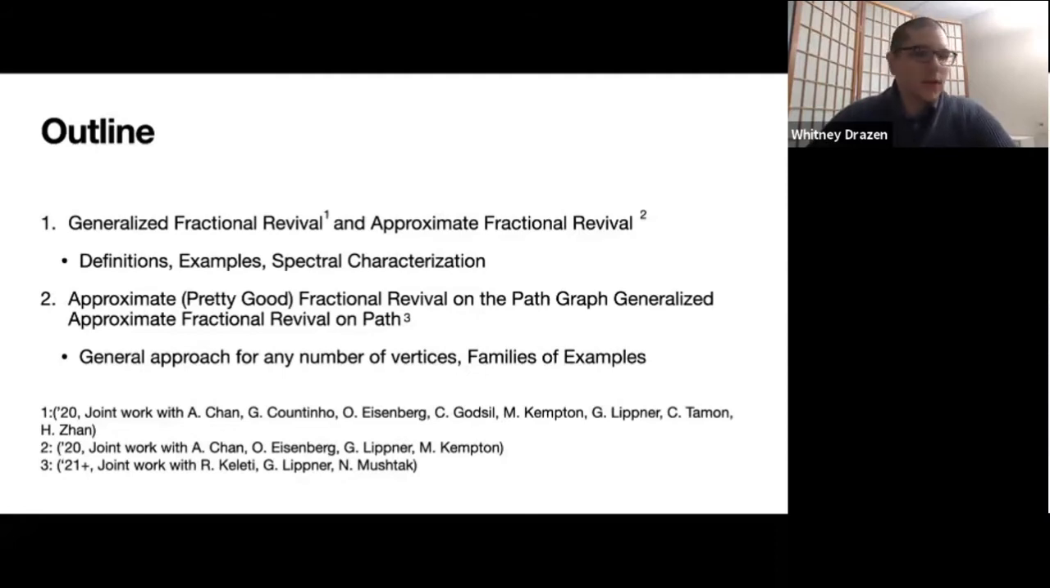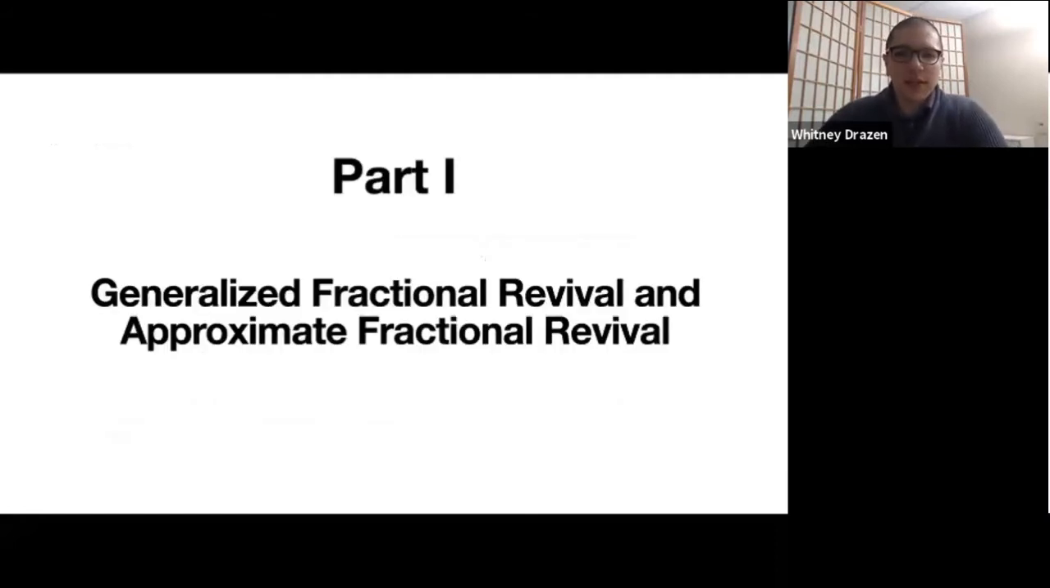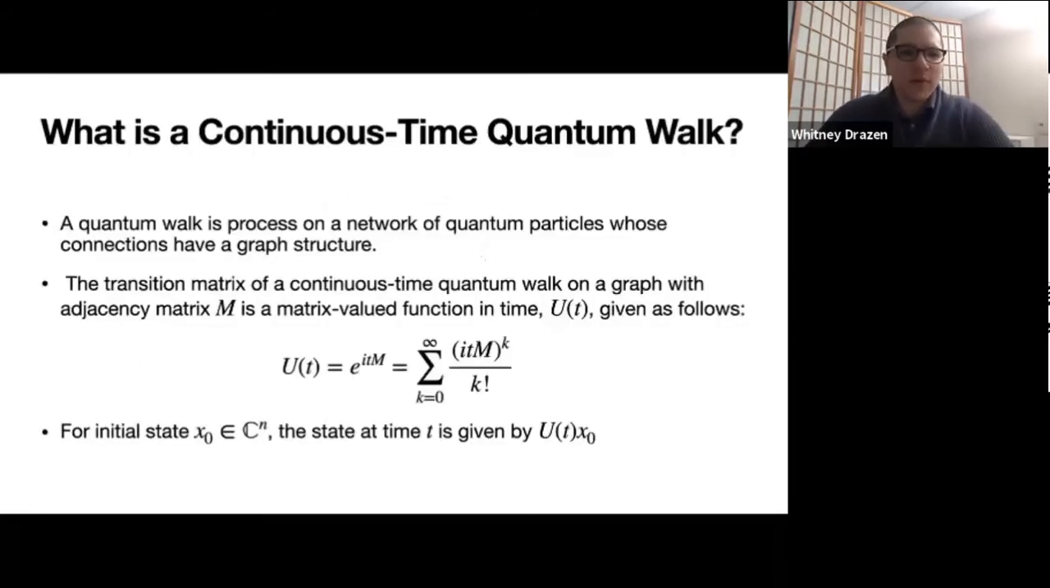Okay, so let's get into the first part, just the basics about generalized fractional revival and approximate fractional revival. I know we've all been through this before, but we want to talk about continuous time quantum walks. So what exactly is a continuous time quantum walk? Well, it's a process on a network of quantum particles whose connections have a graph structure.